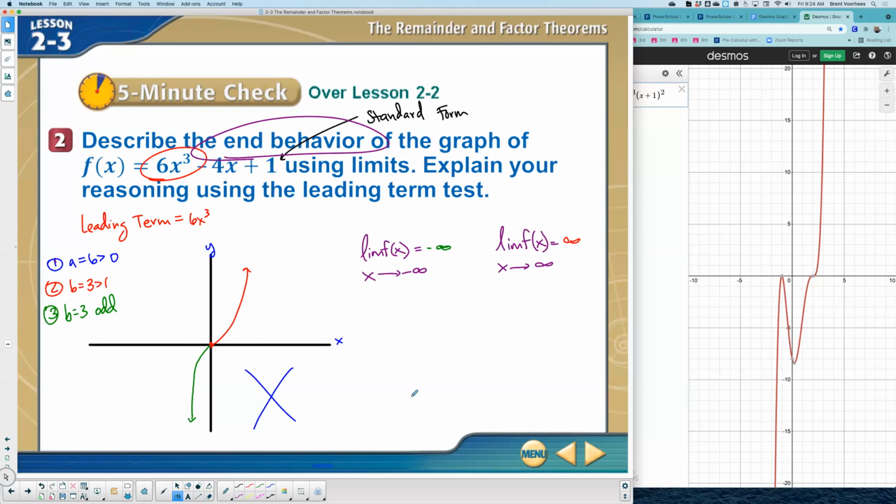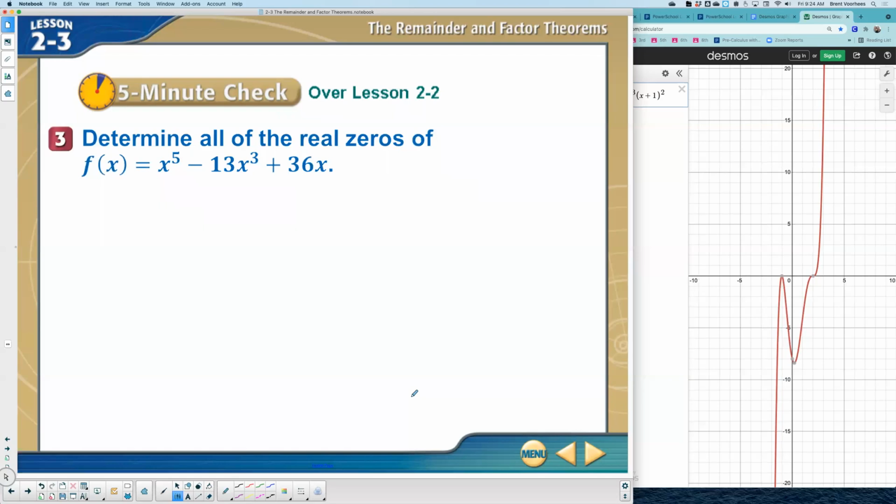And finally, number 3. It says determine all the real zeros. Last class, I showed you how to do that by calculator. The very first day of school, I showed you how to do this by factoring. Which would you prefer me to do in class today? Calculator or by factoring? Factoring. All right, let's do it by factoring.